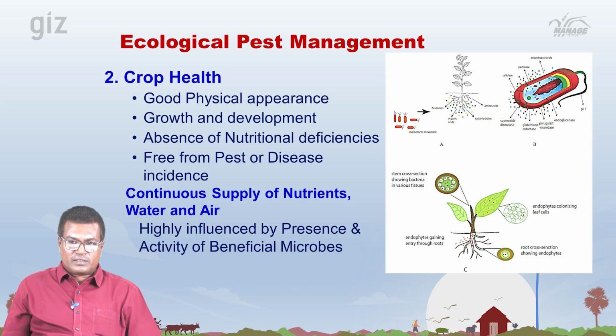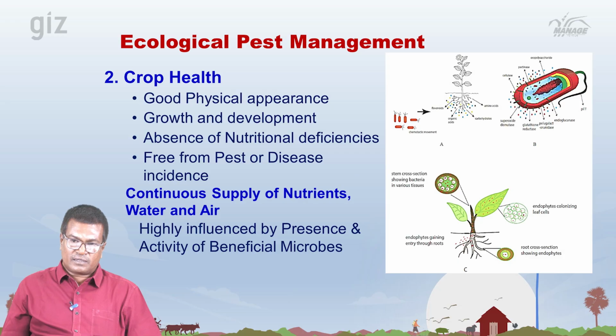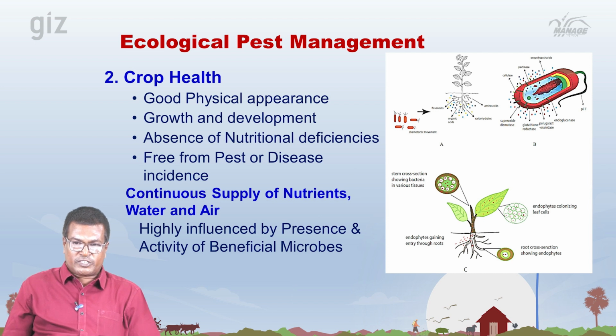But the fact is that making nutrients, water and air available continuously to this crop is influenced by the presence and activity of beneficial microbes everywhere. Meaning microbes should be there in the plant, and microbes should be there in the soil, so that all these desired nutrients, water and air are made available. How will that happen? Just look at this picture.